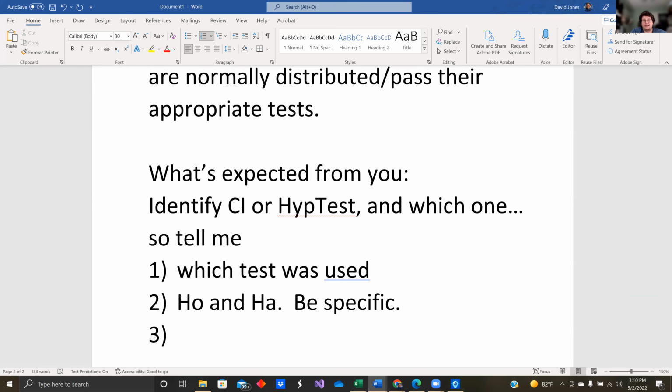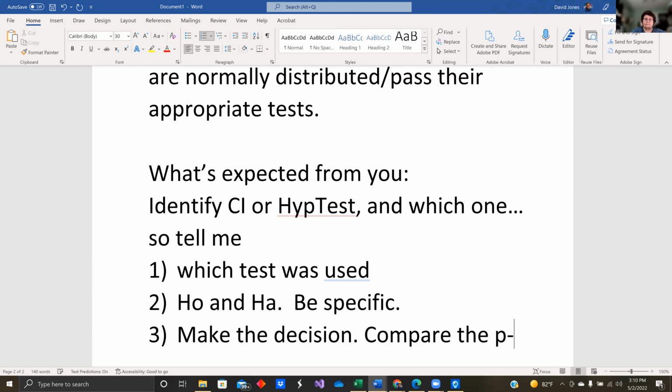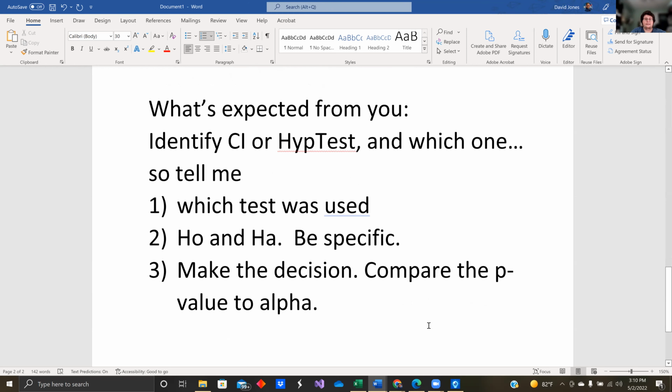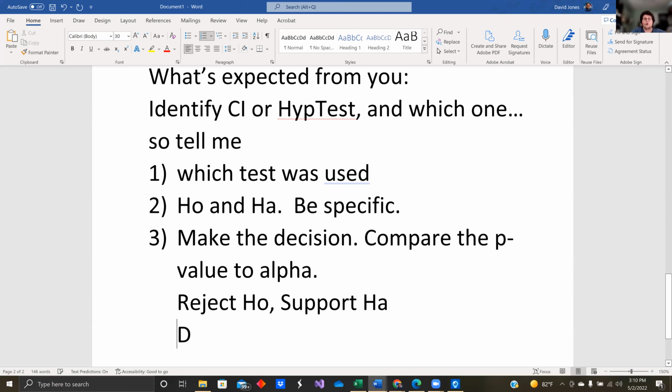Tell me what H0 and HA are and their values. Then you've already got the alpha and the p-value from the test. Make the decision, just like I've done in every hypothesis test we've done in lecture. Compare the p-value to alpha, and decide: do we reject H0 and support HA, or do not reject H0 and do not support HA.